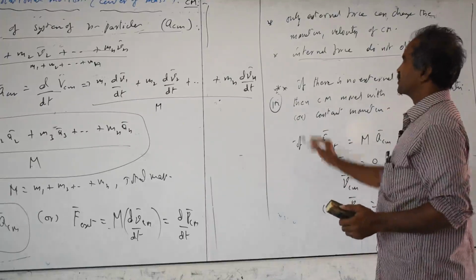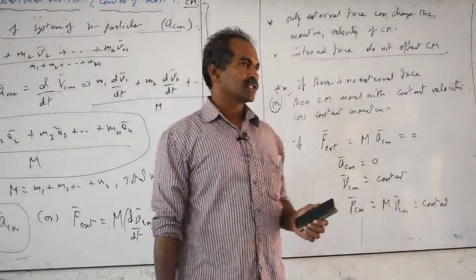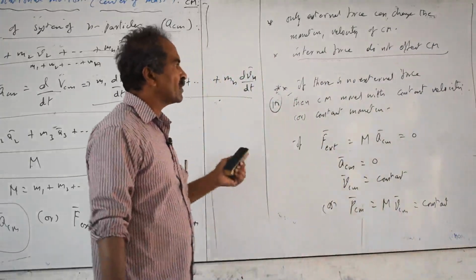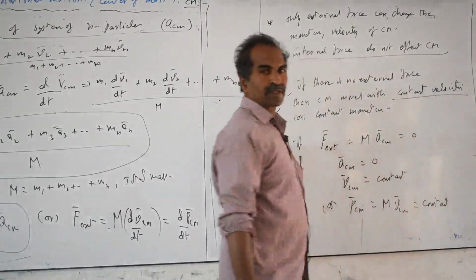They don't generally ask for an explanation, only this point they will ask you. What happens to the center of mass if there is no external force? It moves with uniform velocity or constant velocity, you have to say. Velocity is constant is the point you need to say.